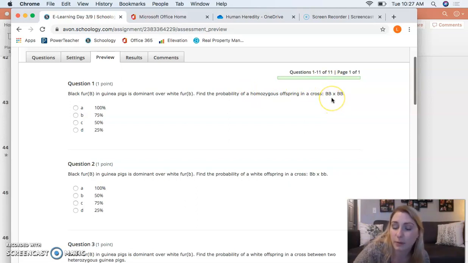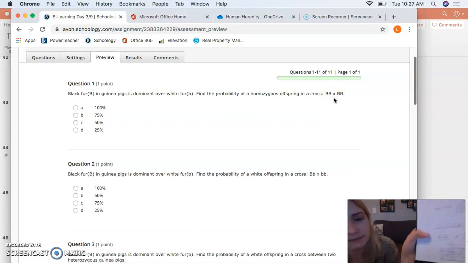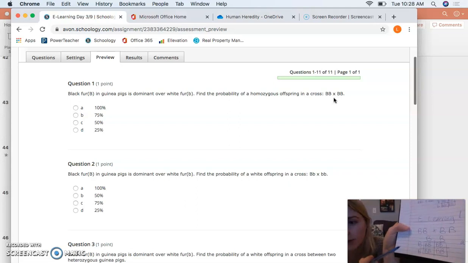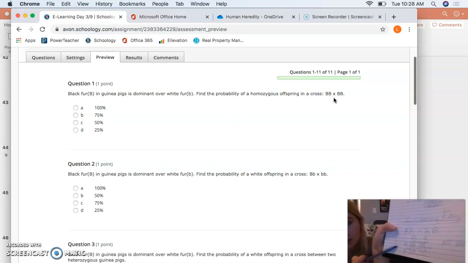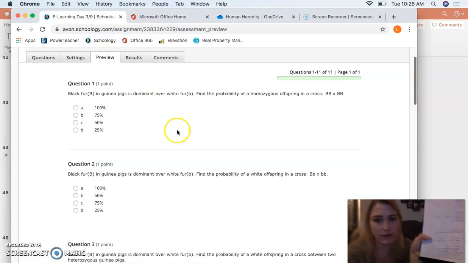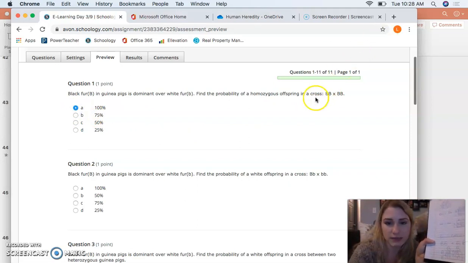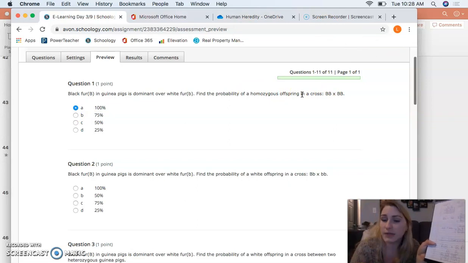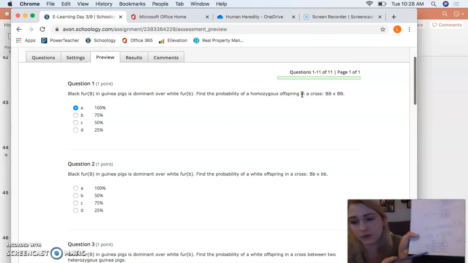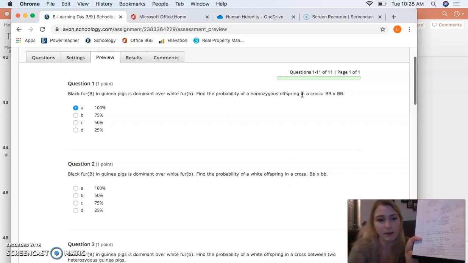So we have homozygous dominant crossed with homozygous dominant. When we look through this, we're going to end up with a Punnett square cross that is all homozygous dominant, meaning all of the guinea pigs are going to be black. So this is 100%. Now it's asking for homozygous offspring. That could include homozygous recessive, but in this case, because we do not have any recessive alleles, we're just looking at the homozygous dominant.